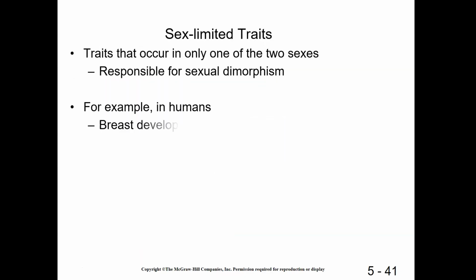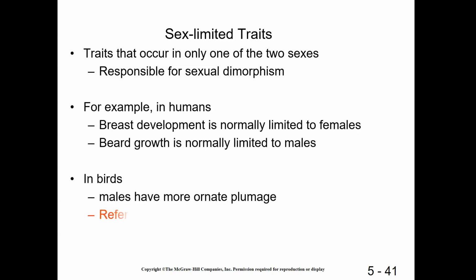Now, sex-limited traits. Some traits only occur in one of two sexes. So, for example, in humans, breast development is normally limited to females, all right? We're not talking about the development of fat pads on the chest, on the pectoral muscles. We're talking about the development and the hypertrophy of mammary glands in females. Beard growth is normally limited to males. However, after menopause, some women do experience facial hair growth. And again, that has to do with an increased expression of testosterone in females.